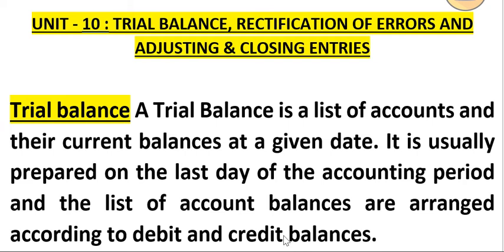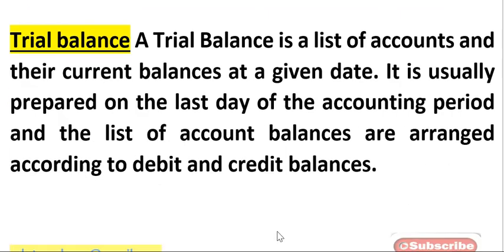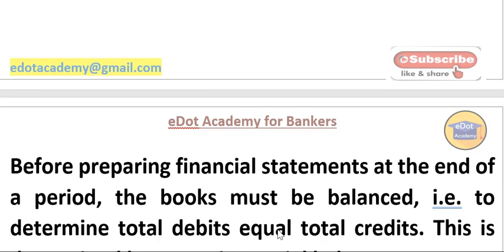So what is the meaning of trial balance? That means trial balance is prepared only to check the mathematical accuracy of the accounting. That means when we prepare the accounts, we pass the entry. So to check the mathematical accuracy of this, we prepare the trial balance. And before preparing the final statement at the end of the period, the books must be balanced, and to determine that the total debit must be equal to total credit.